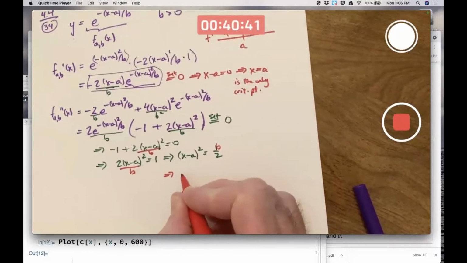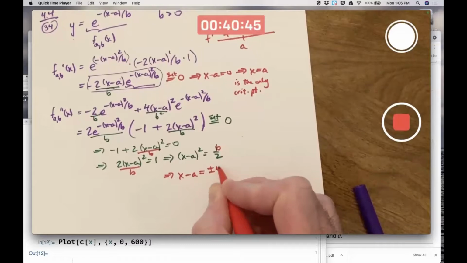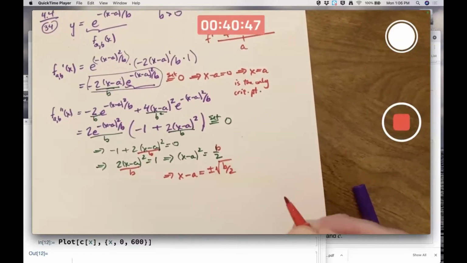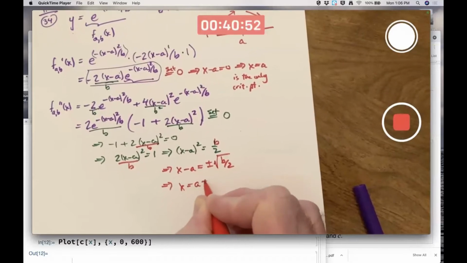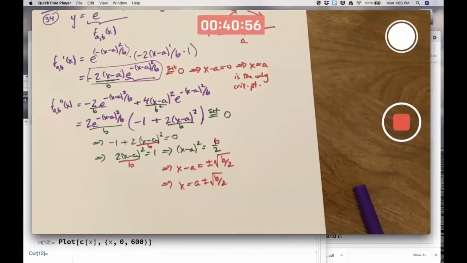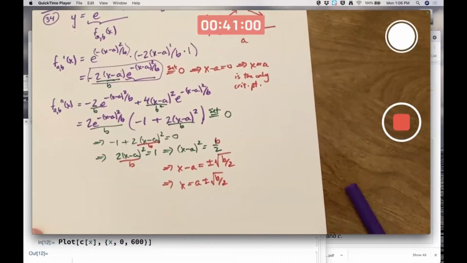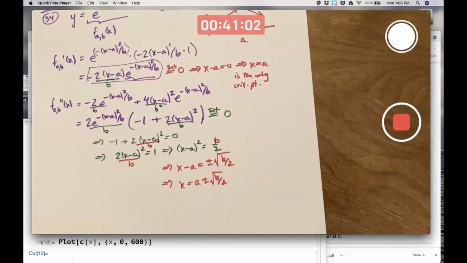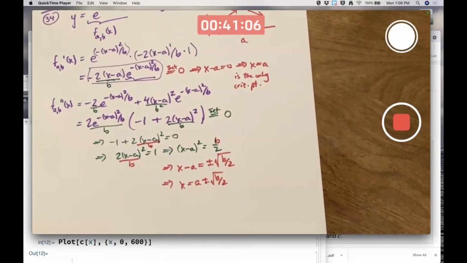So now take the plus or minus square root of both sides. You only need the plus or minus on the right side. It looks like x is a plus or minus square root of b over 2. Those are the possible inflection points. Are they actual inflection points? Turns out they are. I think to verify that would be too much work.